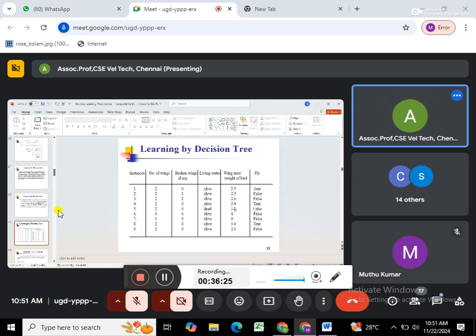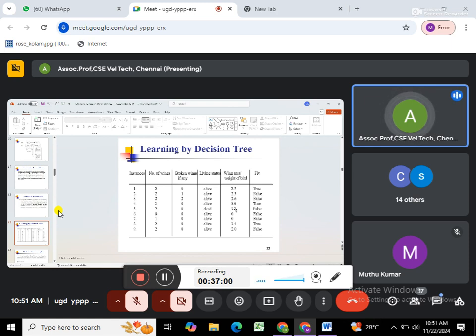Third one I am taking. Number of wings is 2. Broken wings, 2 wings are broken. Even though the bird is alive, and even though the value is more than 2.5, say 2.6, the bird cannot fly. I am giving that false here. And fourth instance you can also take, number of wings is 2, broken wings 0. It is alive, and the value is more than 3.0. As no wings are damaged, it is true.